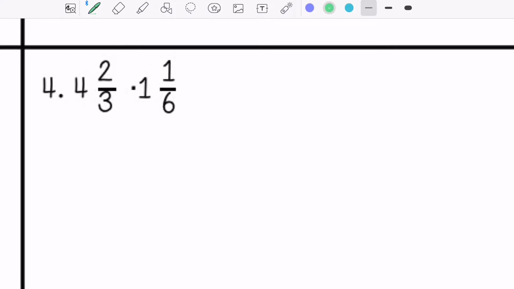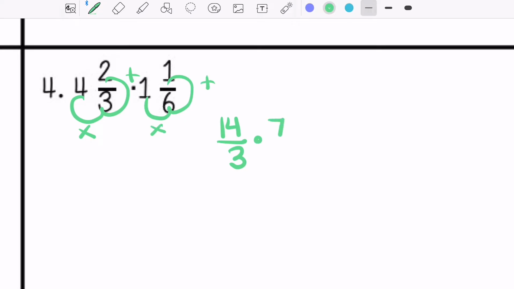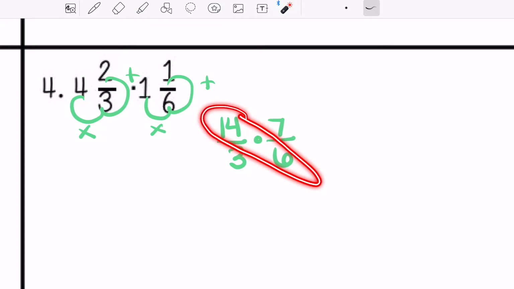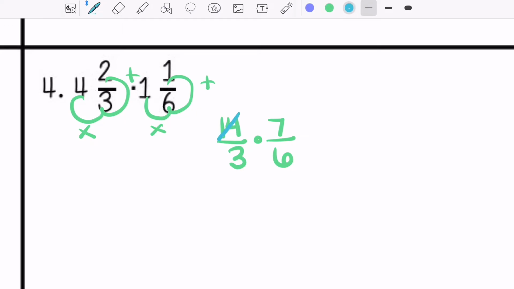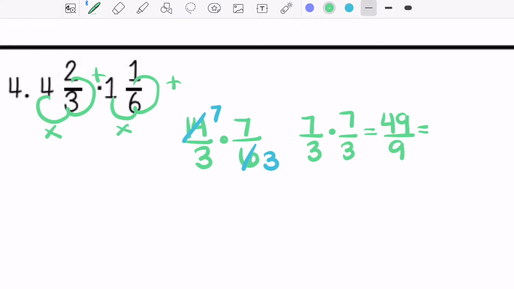All right, number 4. This is 14/3 times 7/6. Greatest common factor between these is 1, so I cannot simplify that anymore. Greatest common factor between these two is 2. Right, so this is going to be 7 over 3 times 7 over 3, which is 49 over 9. 9 goes into 49 5 times with a remainder of 4.